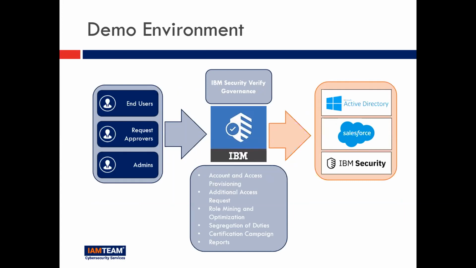In our demo, we have a fictitious company, Gaolu Corporation, that is using Verify Governance to govern user identities in their organization. You'll be introduced to various actors, a new end user, a request approver, and an administrator, all using IBM Security Verify Governance to provision accounts, request and approve additional access, optimize roles, run certification campaigns, and check out reports. Now, in this demo, our target systems are Active Directory. We have Salesforce, and we have IBM Security Verify Access.